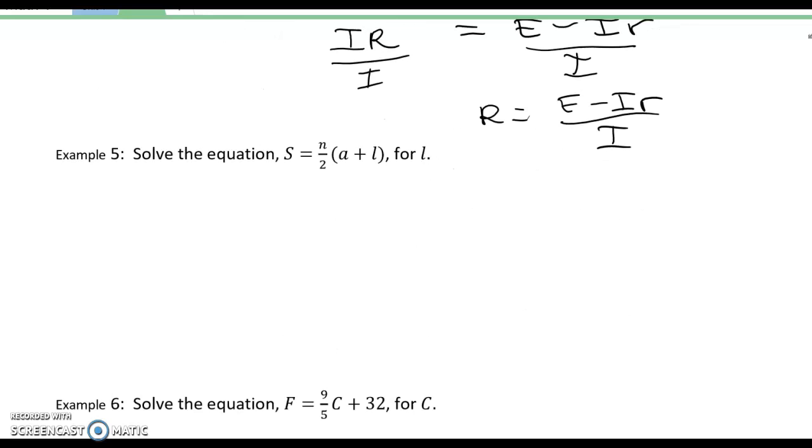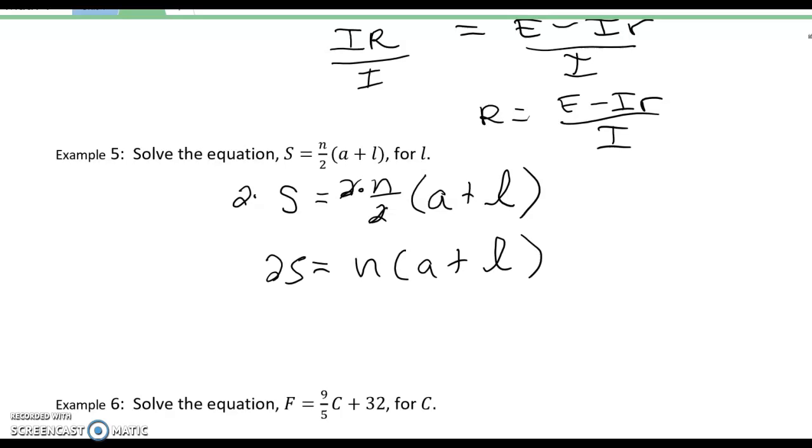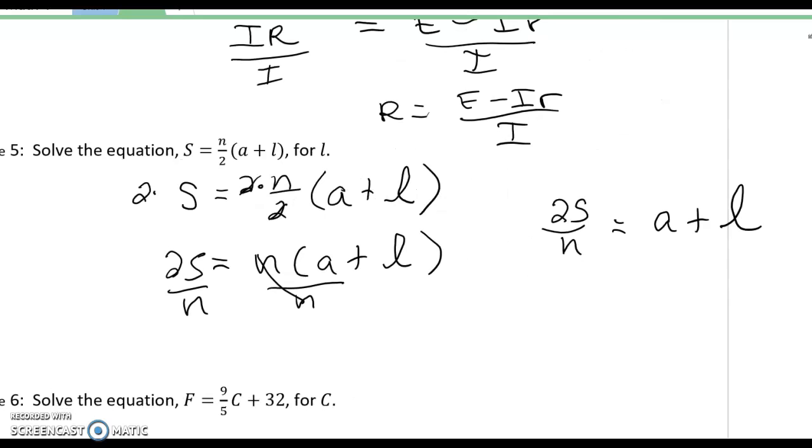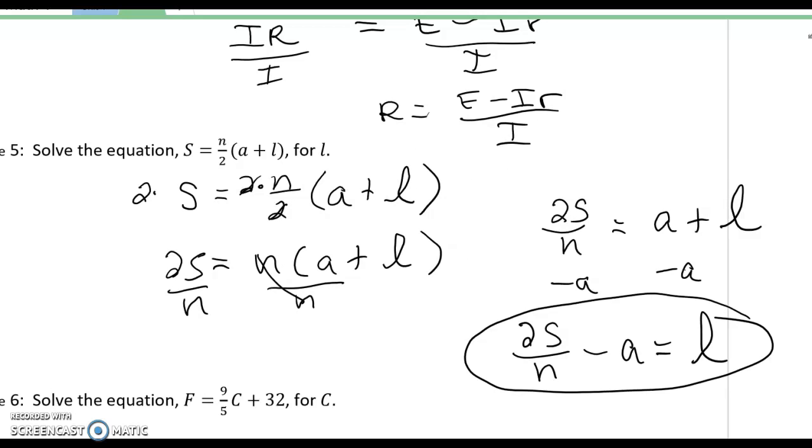Okay, let's have you try one more with example number 5. We're solving for little l. We want to clear out the fractions first, so we're going to multiply by what's in the denominator. We're going to multiply both sides of the equation by 2. I want to get rid of that n, so I'm going to divide both sides by n. And then finally, to get L by itself, I'm going to get rid of that A. So I have L is equal to 2S over N minus A.